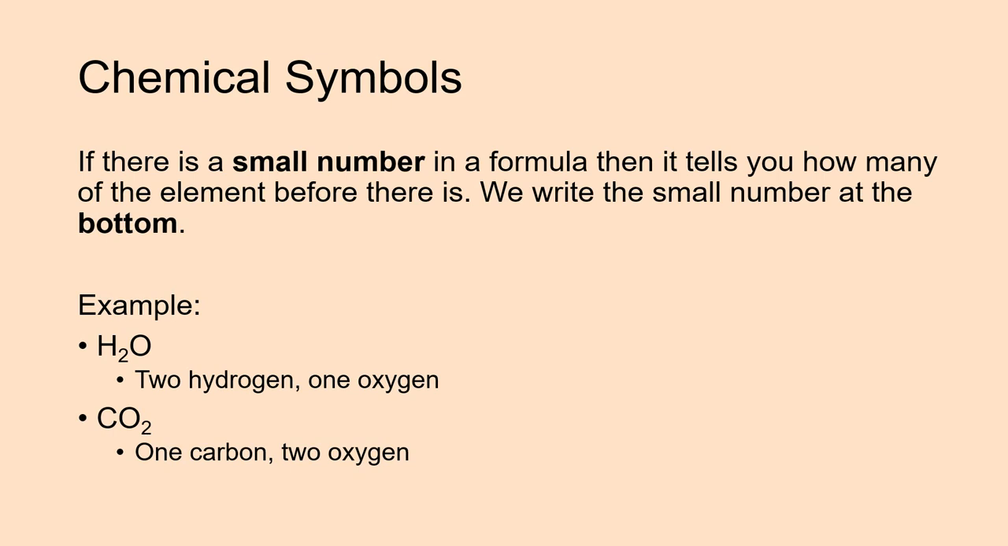If there is a small number in a formula, then it tells you how many of the element before there is. We write the small number at the bottom. Here are 2 examples for water and carbon dioxide.